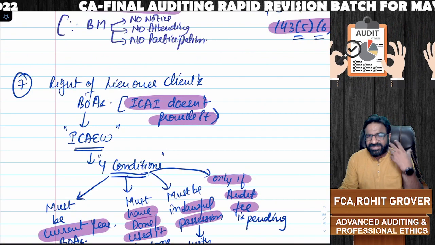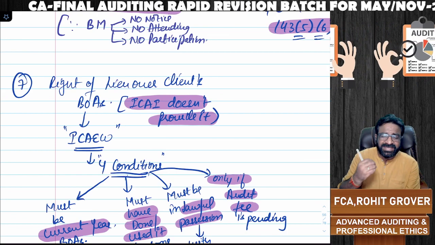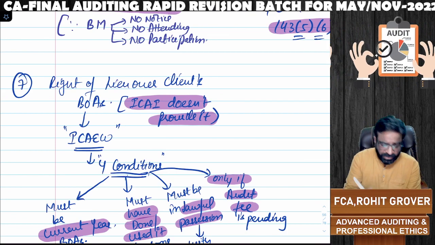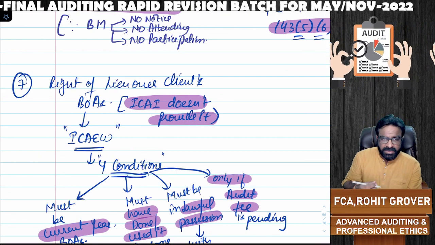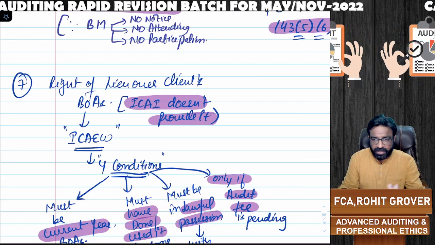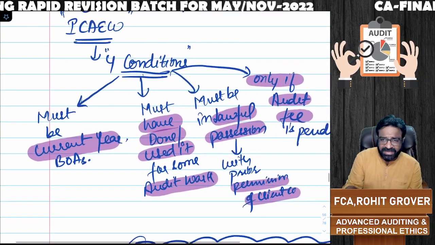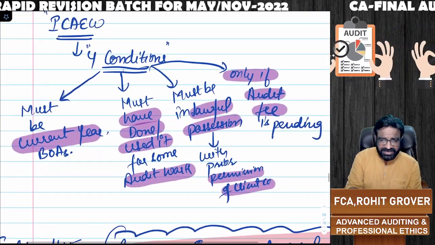Actually, ICAI does not support this right. This right we have borrowed from ICAEW, the Institute of Chartered Accountants of England and Wales. If you want to have a right of lien over the books of account, it is not allowed in India. But I will tell you the 4 conditions to be satisfied as per ICAEW if you want to exercise this right over the books of account.